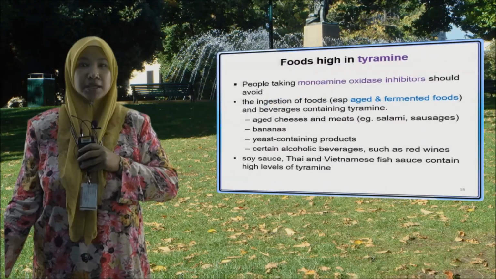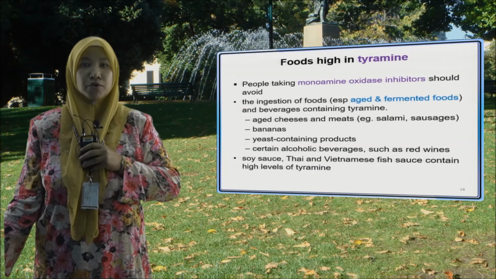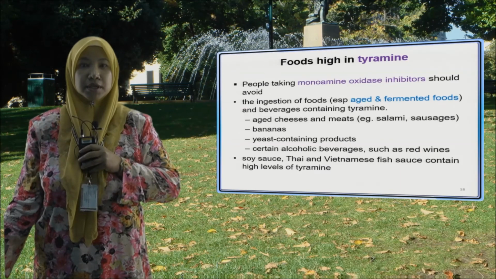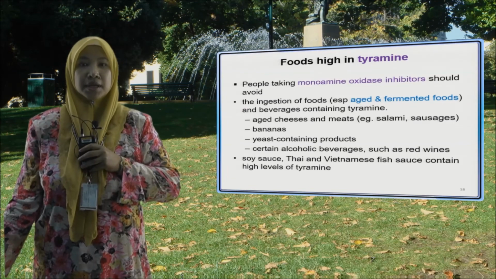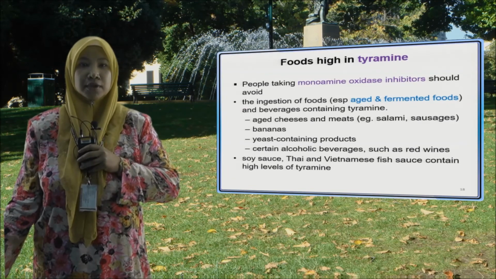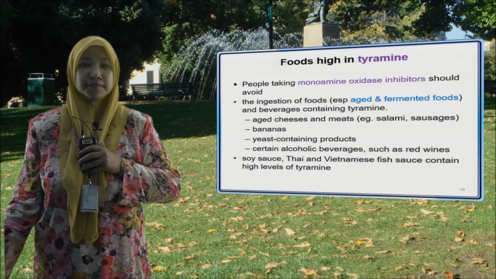So, food high in tyramine. People taking monoamine oxidase inhibitor should avoid the ingestion of food, for example, aged and fermented food and beverage containing tyramine.